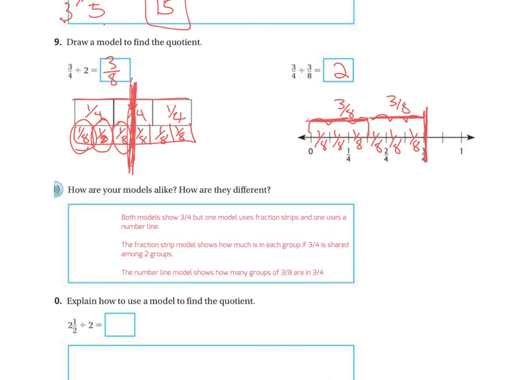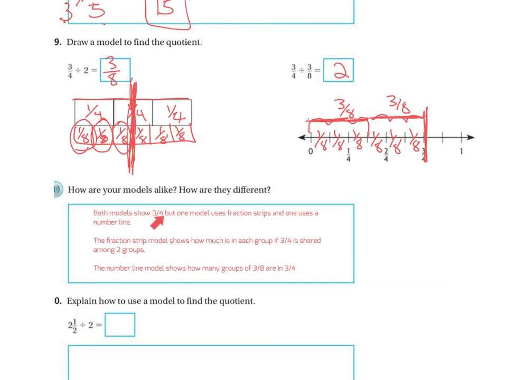Now, how are the models alike and how are they different? Well, both models show 3/4, but one model uses fraction strips, which is this one, and this one is using a number line. The fraction strip model shows how much in each group if 3/4 is shared among 2 groups, and the number line shows how many groups of 3/8 are in 3/4.